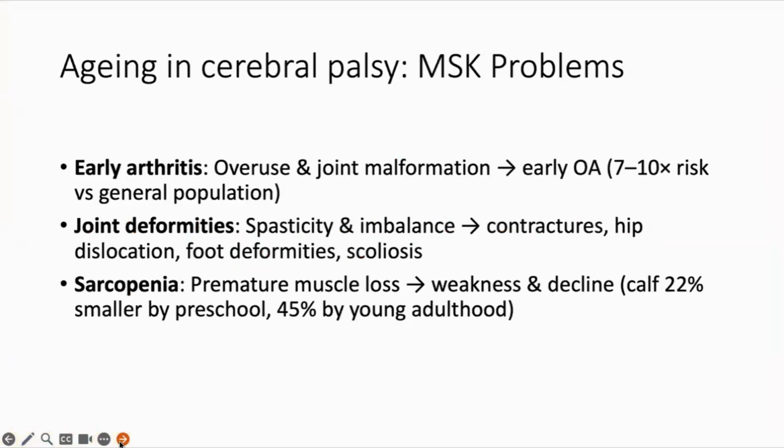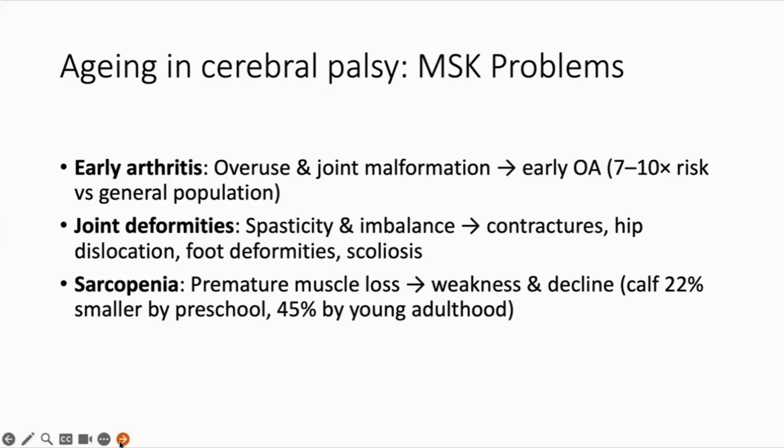As a pediatric physiatrist, I have been taking care of patients with cerebral palsy from infancy through the lifespan. And I realized that there are continuous musculoskeletal problems even after childhood. Usually I see early onset arthritis, which can happen even during childhood, in pre-teenagers, and early osteoarthritis happens with a 7 to 10 times higher risk compared to the general population.